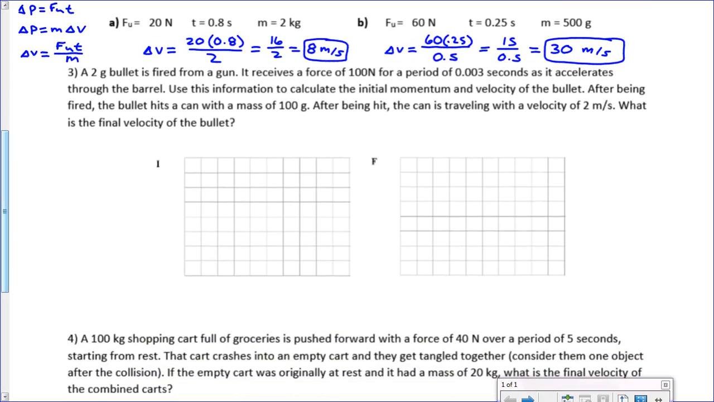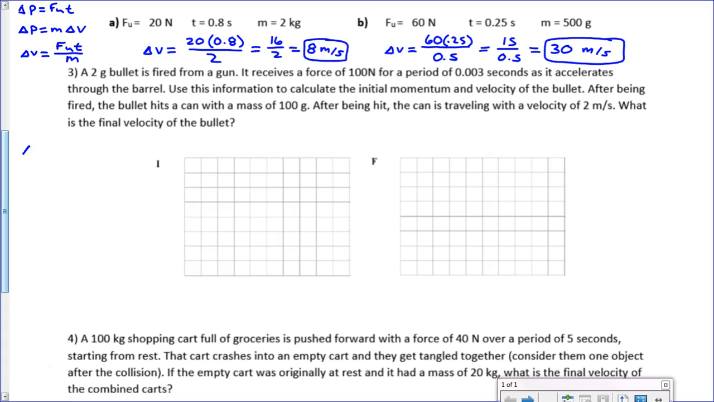And then I've given you a couple problems here that also relate to momentum. And so this first one has to do with a bullet that's firing from a gun. I said that it receives a force of 100 newtons over a period of 0.3 seconds as it accelerates through the barrel. And so what we'll do on one of these impulse problems is a lot of times I'll give you what you need to find out the initial momentum of an object. And so in this case, we're talking about the bullet.